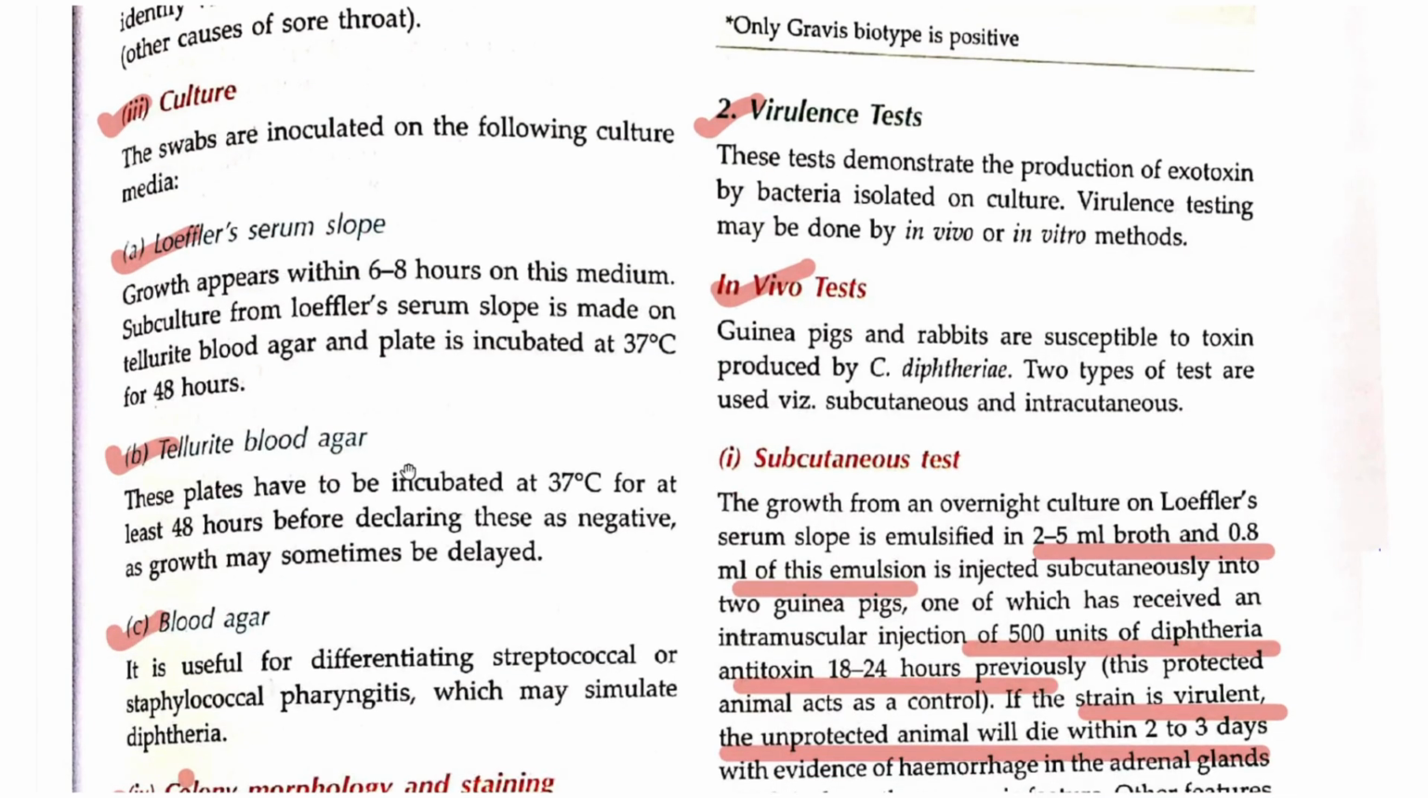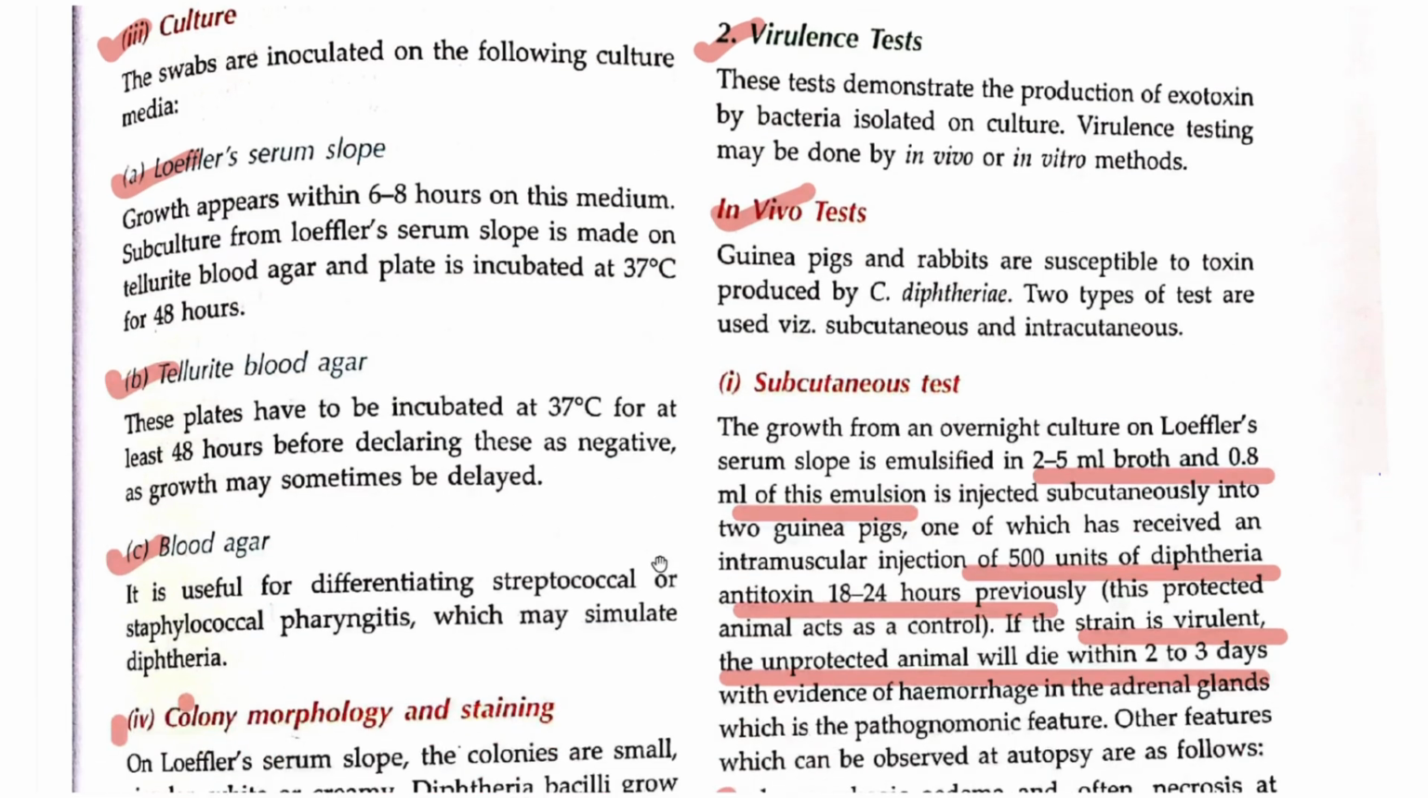Next is the tellurite blood agar. The plates have to be incubated at 37 degrees Celsius for at least 48 hours before declaring these as negative, as growth may sometimes be delayed. Next is the blood agar. It is useful for differentiating streptococcal or staphylococcal pharyngitis, which may simulate diphtheria.